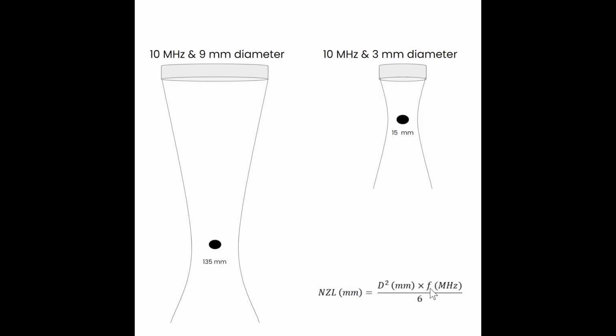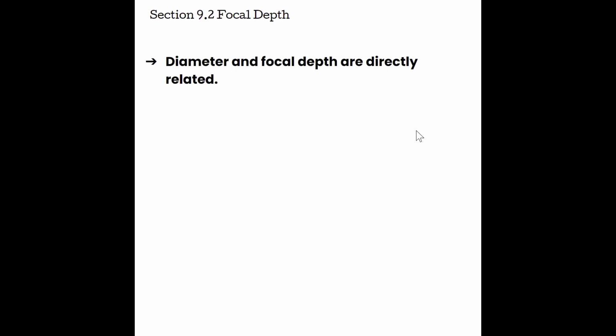And just like when frequency increased, near zone length increased, we're going to see the same thing with diameter. As diameter increases, we will see the near zone length also increase. So just by plugging these numbers into our formula, we'll see that the 9mm diameter calculates to a near zone length of 135 millimeters, where the same frequency but 3mm diameter calculates only to a 15mm or 1.5 centimeter near zone length. So from this example, we can see again that diameter and focal depth are directly related.